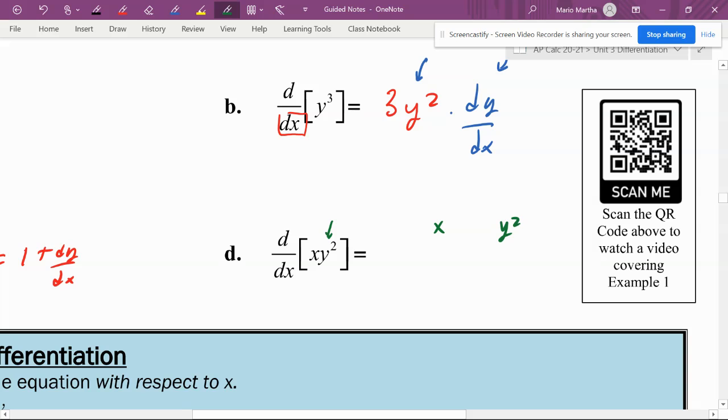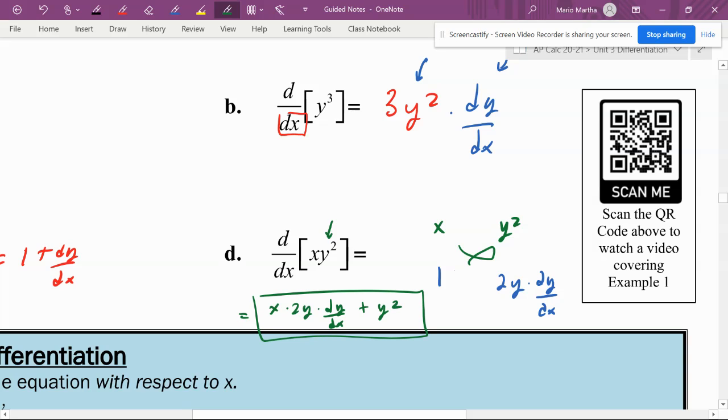The derivative of x is just positive 1. The derivative of y squared is 2 times y times dy dx. So again, take notice that every time I take the derivative of y, I'm writing dy dx. So again, draw your fish right there. So you end up with x times 2y times dy dx, and then plus y squared. And that's our derivative.